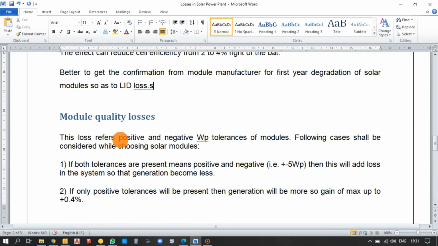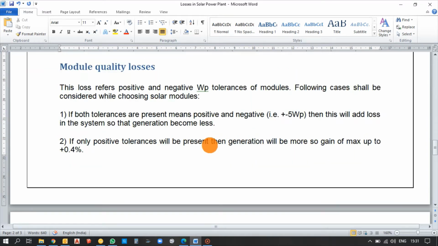So the losses refer to positive and negative watt peak tolerance. Each module has its positive and negative tolerance. So kindly select the module which has higher positive tolerance. Don't go for a module which has less positive tolerance, so it is an advantage. Some modules may have 335 plus 5 watt peak, so it may have 335 to 340 watt peak. So this is the module quality losses.